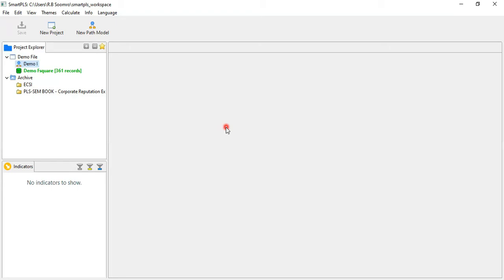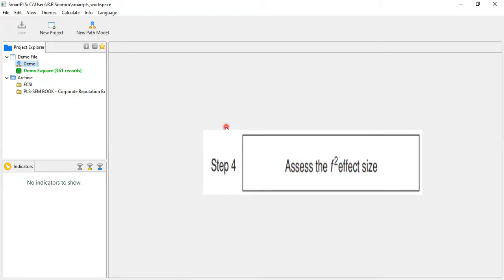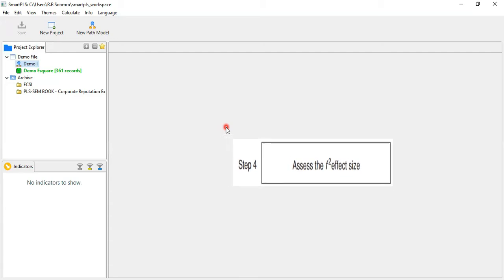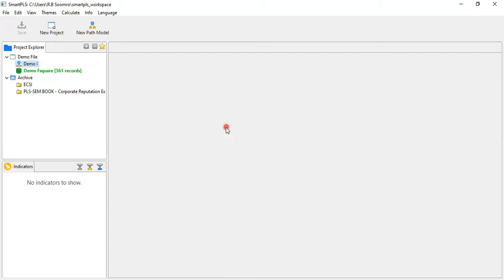Let's start our discussion. First of all, step number 4 in this video is about the effect size. This is my practice: usually I provide some theoretical background and then go to the practical. So first I want to present some theoretical background about the effect size. Before understanding the effect size, I want to discuss the R square.